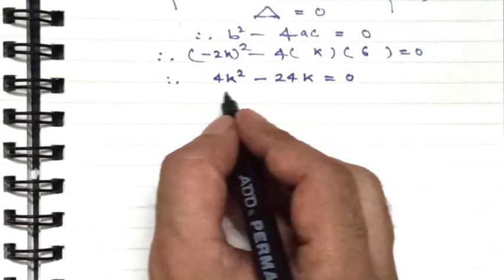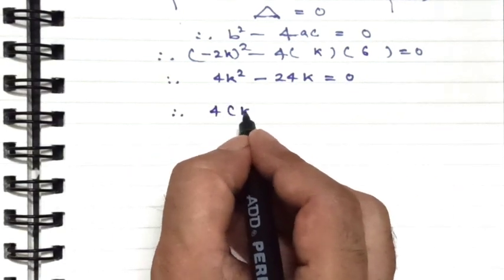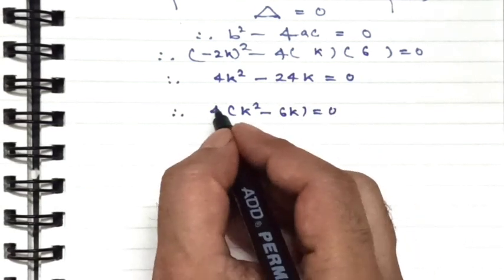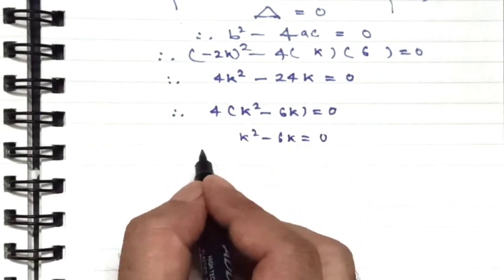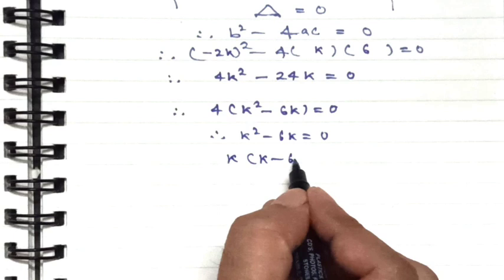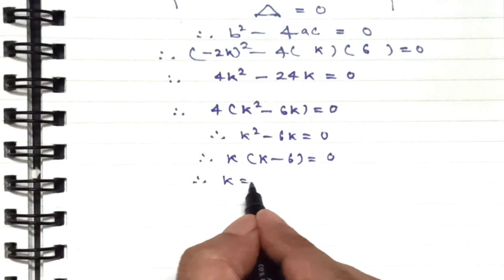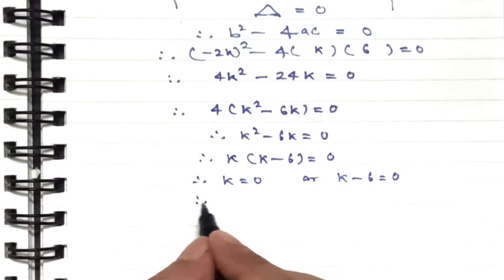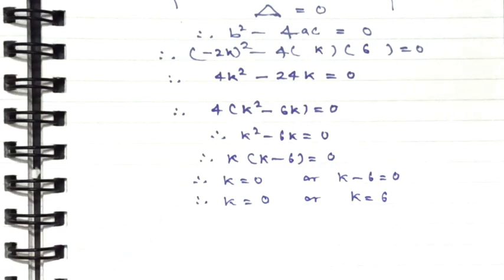Now you can divide throughout by 4. So just take 4 common. k square minus 6k is equal to 0. 4 gets cancelled. Therefore k square minus 6k is equal to 0. Now take k common. You will get k into k minus 6 is equal to 0. Therefore either k is equal to 0 or k minus 6 is equal to 0. Therefore k is equal to 0 or k is equal to 6. You are getting two values.